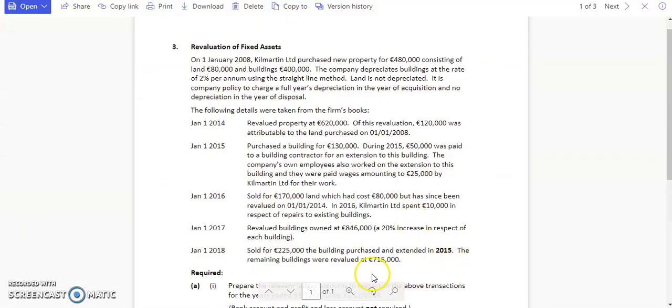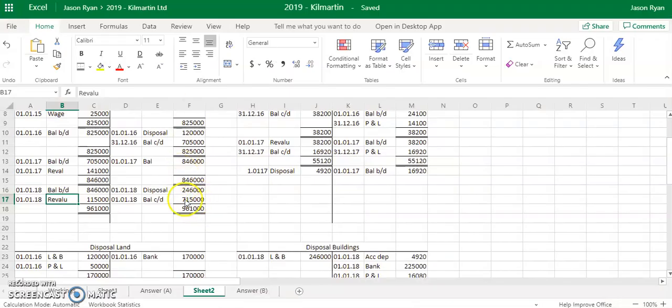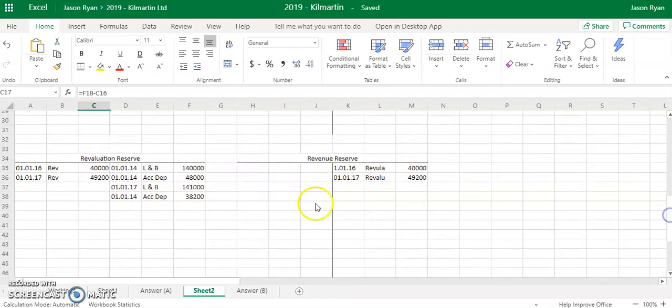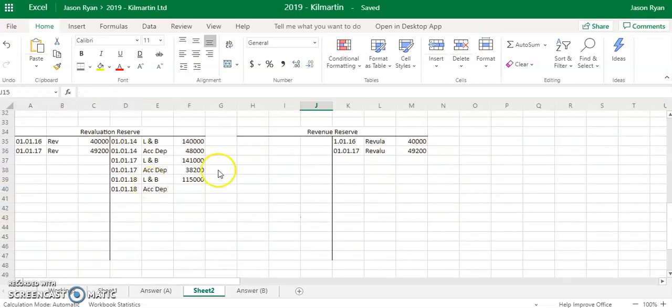So the question says we revalue to 715,000, so 715,000 in here. On the credit side, you have 961,000, so the revaluation then is going to be 115,000 on the debit side. So that also needs to go into the revaluation reserve. So down here, you're going to put it in here. Okay, so that's from the land and buildings.